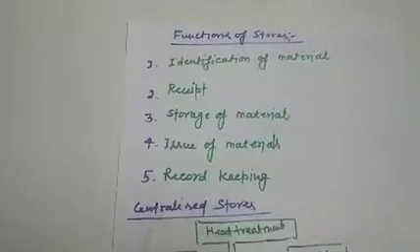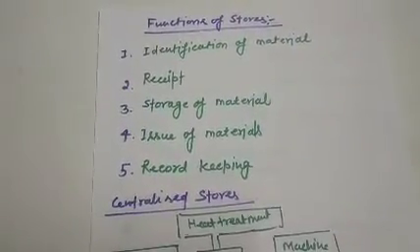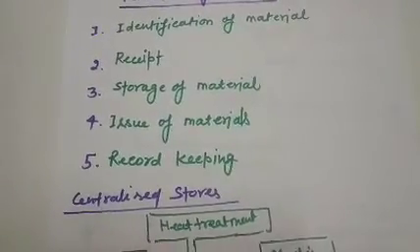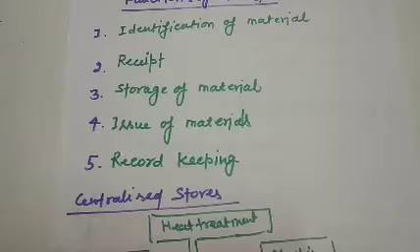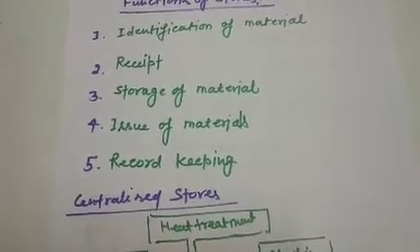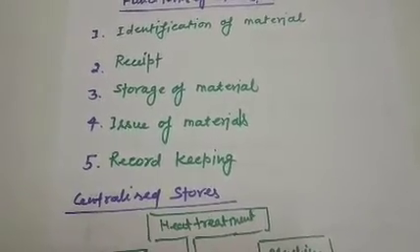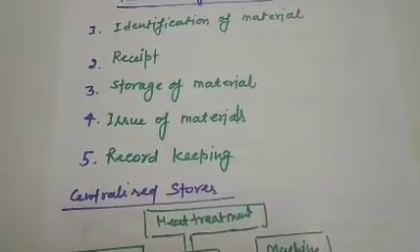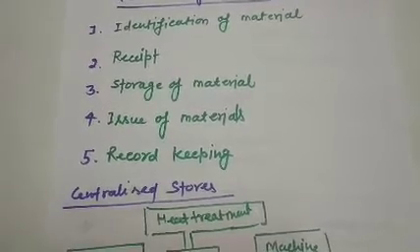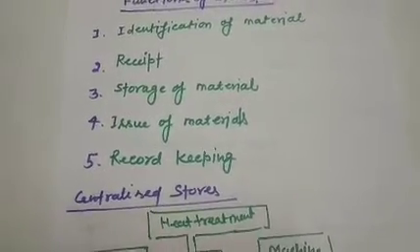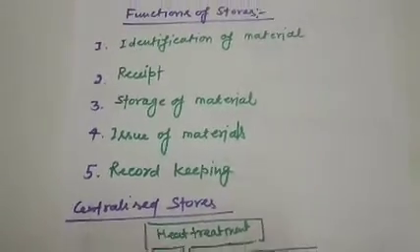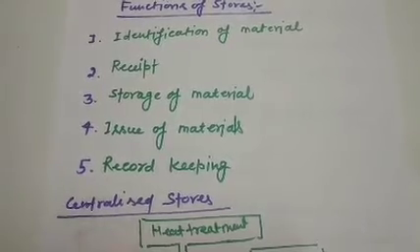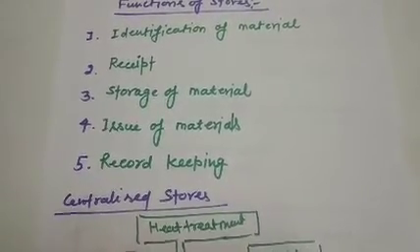Now, function of stores. We will discuss function of stores in detail. First, identification of material. Right? There are many methods used for identification of material. We can tag some pieces of paper or cloth on the items, fixing labels on the items or painting color codings of items. Here, assigning coding number. Clear? And for coding, there are many methods.